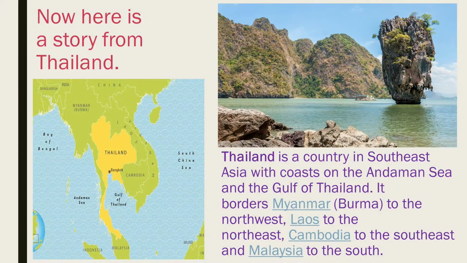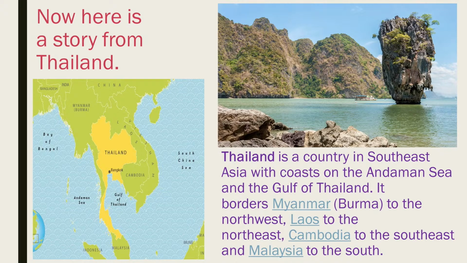Okay, so now we have a story from Thailand. Till now, we were going through stories from Andaman and Nicobar group of islands in India. Now there's one very important story of courage from Thailand. Thailand is a country in Southeast Asia, and it is close to Andaman Sea and the Gulf of Thailand. It borders Myanmar to the northwest, Laos to the northeast, Cambodia to the southeast, and Malaysia to the south. So let's move on to the story.